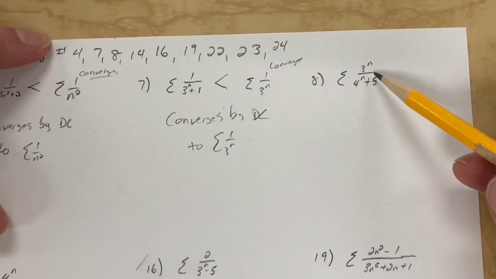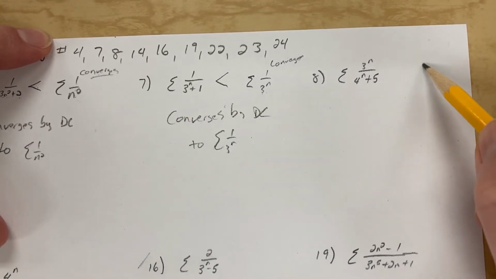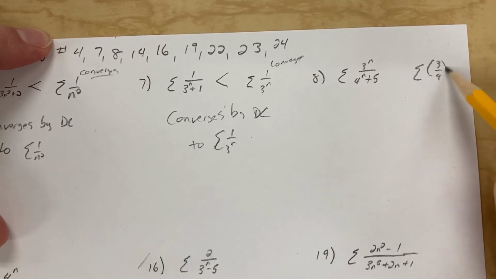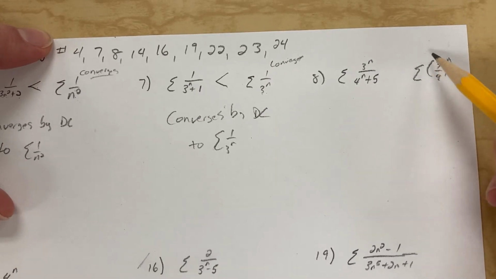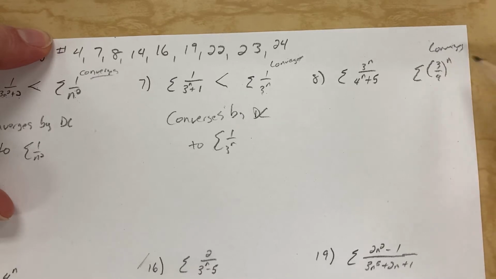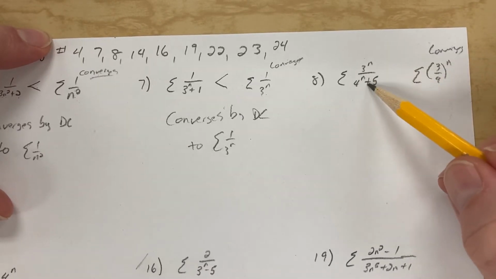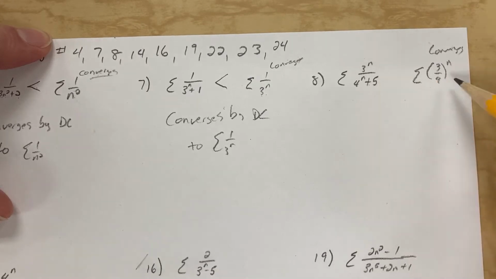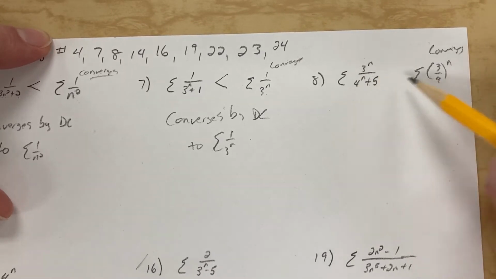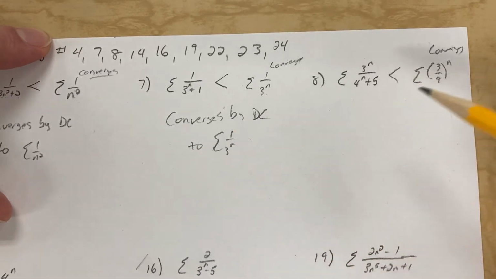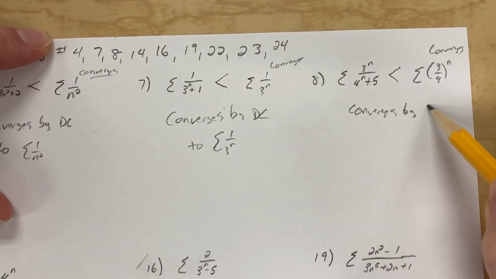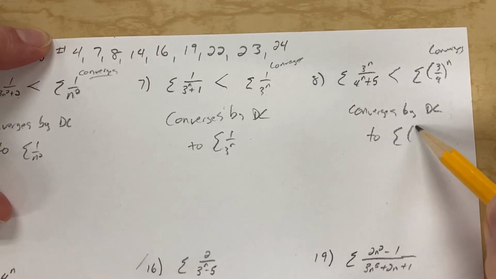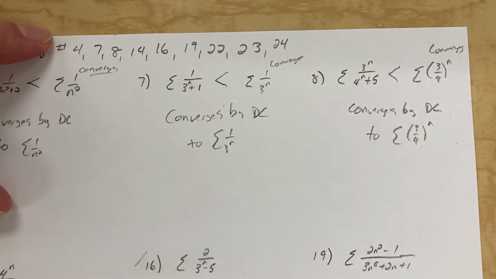I look here, I've got 3 to the n over 4 to the n plus 5. The 5 really doesn't matter. This is going to be similar to 3/4 to the n, or 3 to the n over 4 to the n. Now that's a geometric series that converges. And when I compare it here, this 4 to the n plus 5 will make these denominators slightly bigger than these denominators, which means these terms will be slightly smaller than these terms, which means this sum will be smaller than that. So again, by the same logic that the other two were, this series converges by direct comparison to the geometric series 3/4 to the n.